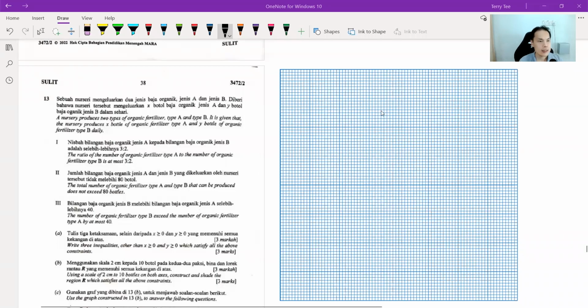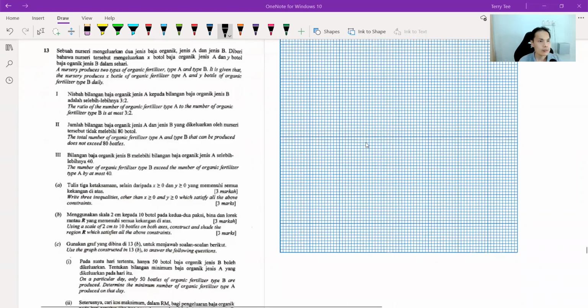Okay, question number 13. So this is from the chapter linear programming. Okay, so here we have a nursery that produces two types of organic fertilizer, type A and B. It is given a nursery produces x bottles of fertilizer A, y bottles of fertilizer B. The ratio of organic fertilizer A to B is at most 3:2.